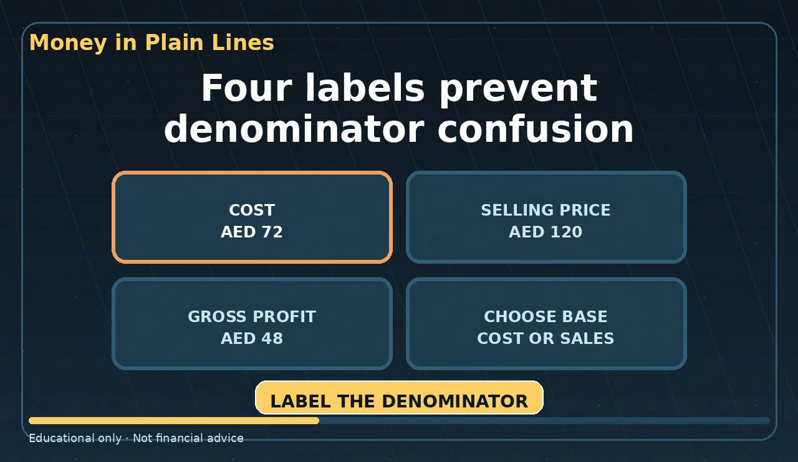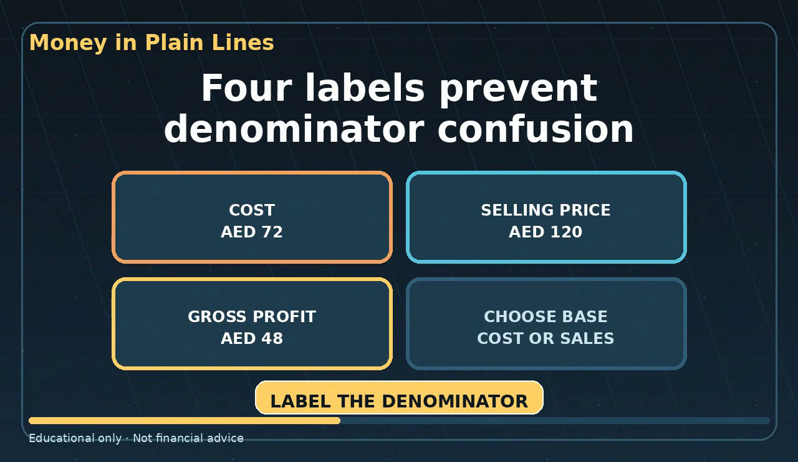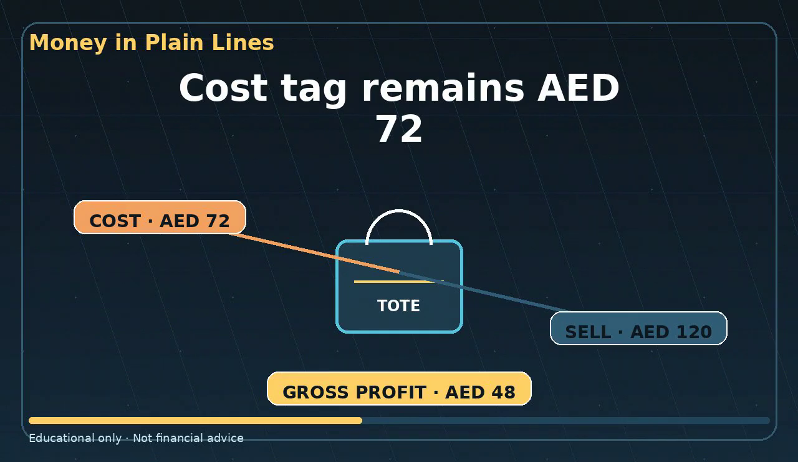Gross margin keeps the same AED 48 numerator but changes the denominator. This time AED 48 is divided by AED 120 of sales revenue. The result is 40%. Gross margin answers a sales-based question: what share of the selling price remains as gross profit after the tote's AED 72 cost is recognized? Because sales revenue is larger than cost, dividing by sales produces the smaller percentage.